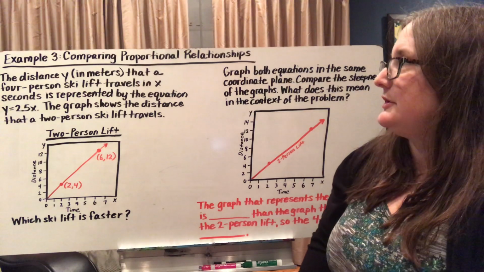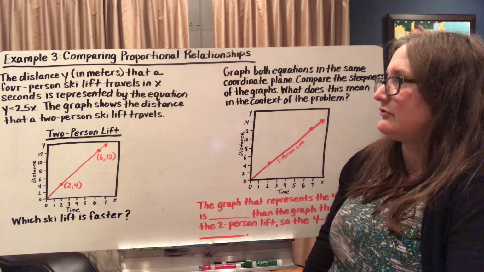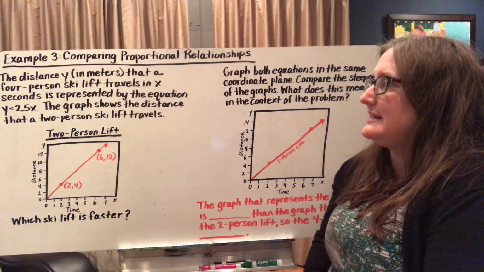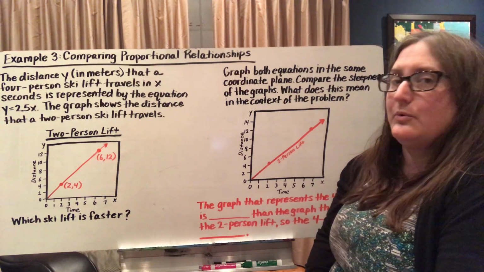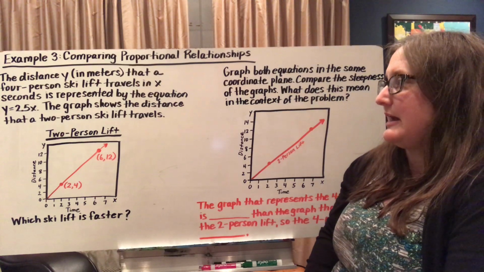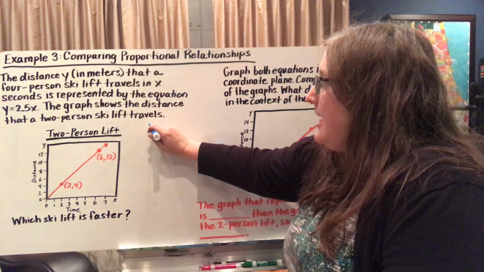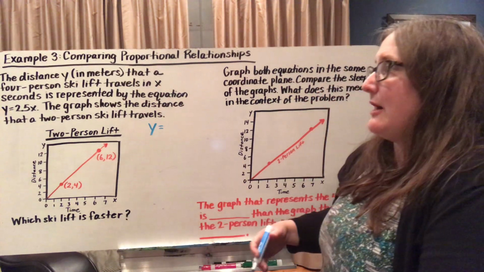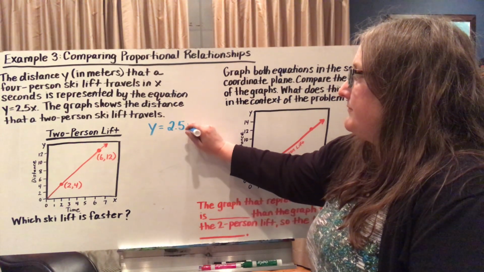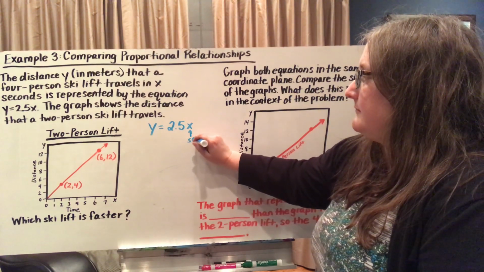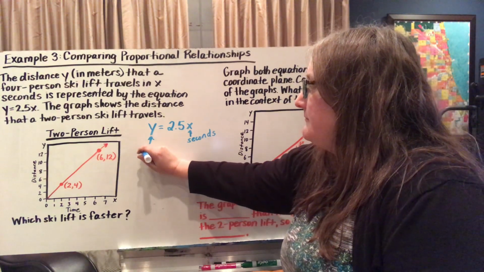All right, for our last example here, we're going to be comparing some proportional relationships. It says the distance, which is going to be y, that a 4-person ski lift travels in x seconds is represented by the equation y equals 2.5 times x. So x stands for the amount of seconds, and y stands for the amount of meters the ski lift has traveled. So here's our equation. So basically, this is our seconds. This is our distance the ski lift has gone.